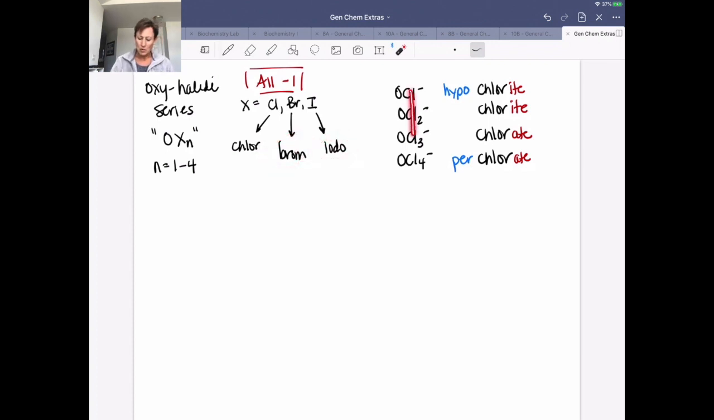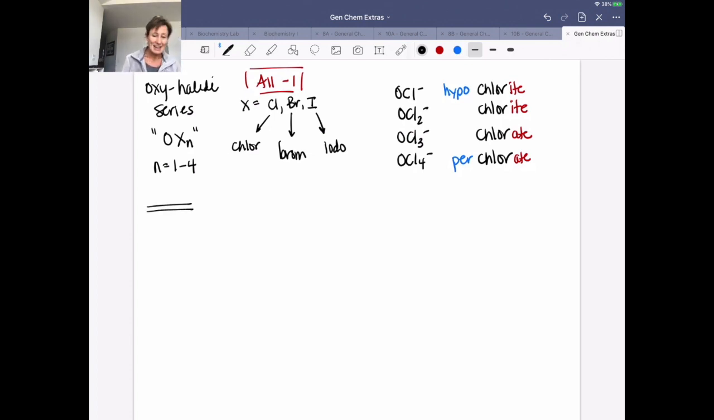So if this was a bromine atom that was all through here, then this would be brome as the prefix. So it would be hypobromite, bromite, bromate, and perbromate. And then if it was iodine that was here, this is an iodo prefix, so it's hypoiodite, iodite, iodate, and periodate. I know this can get really, really crazy, but that's the series that we have, the oxygen halide series.